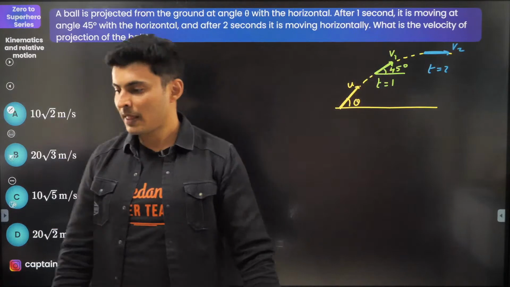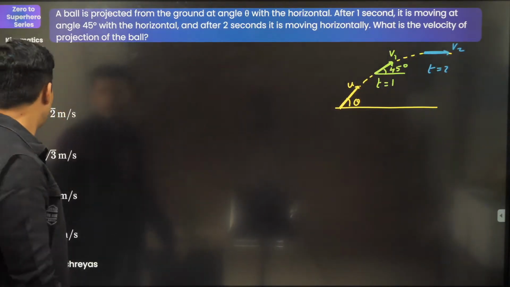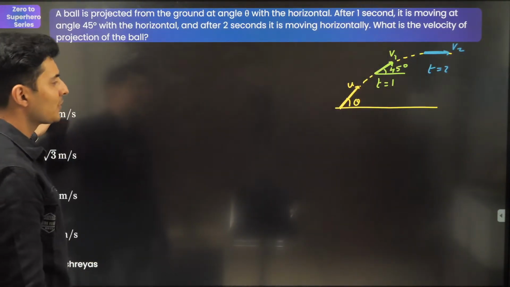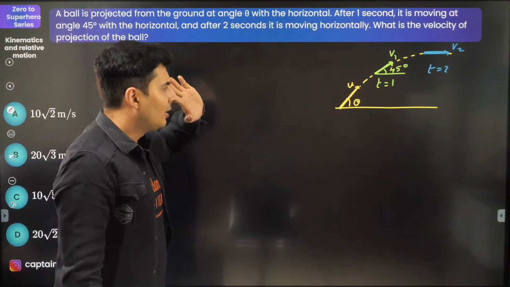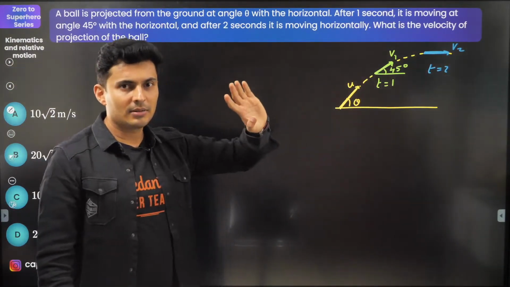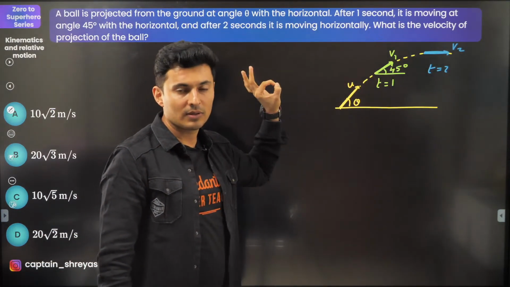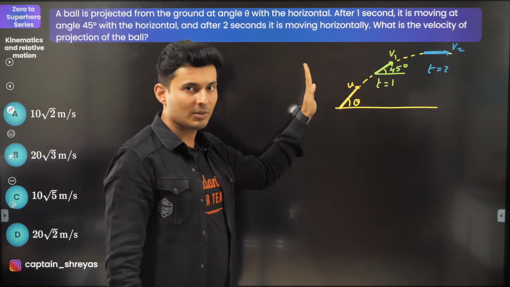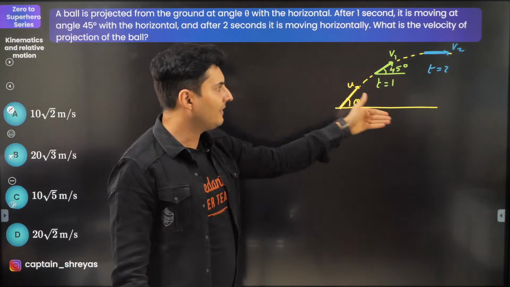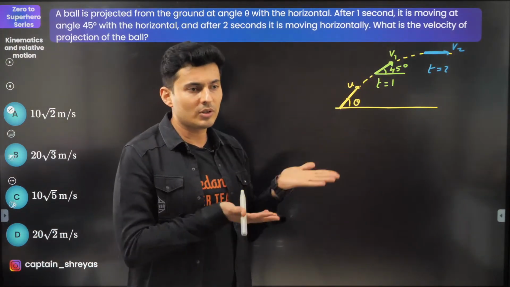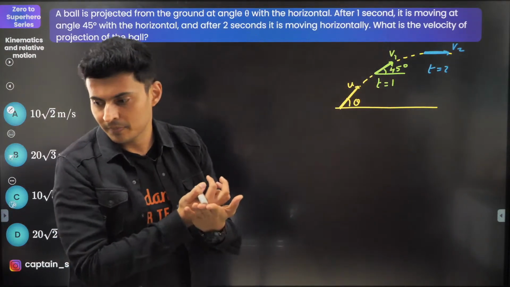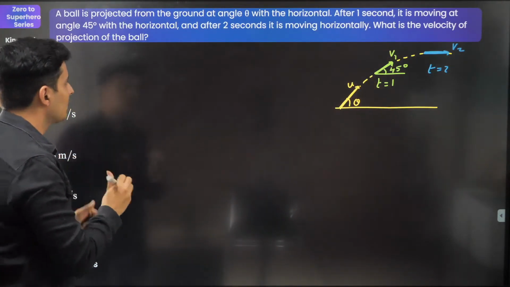Very nice. 10 root 5, is it? I don't know, Anthony. I need to figure it out. So let's try to solve this part by part. Usually in these kinds of questions, there are two concepts. Velocity in the y direction changes because of g in the y direction, because g is down. And in the x direction, velocity will not change because there is no acceleration in the x direction. So let's try to use these concepts.